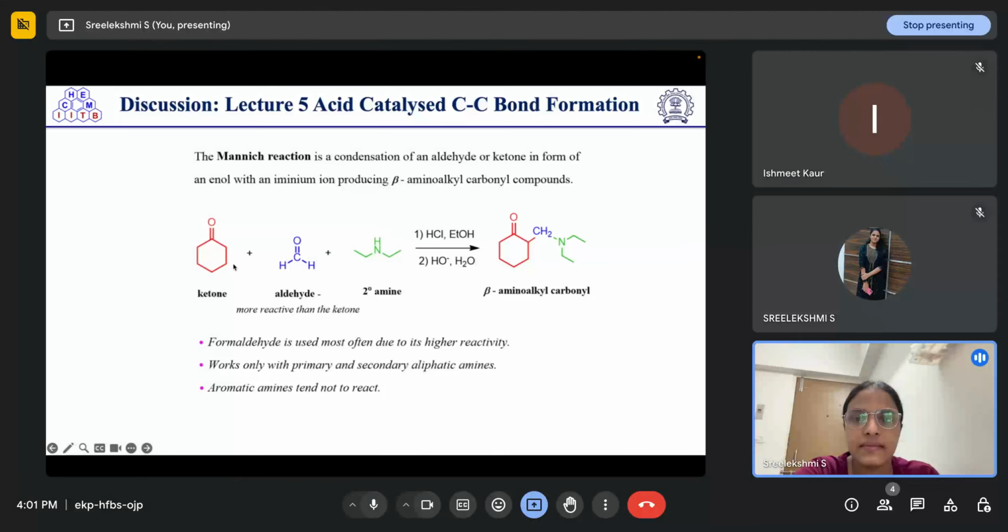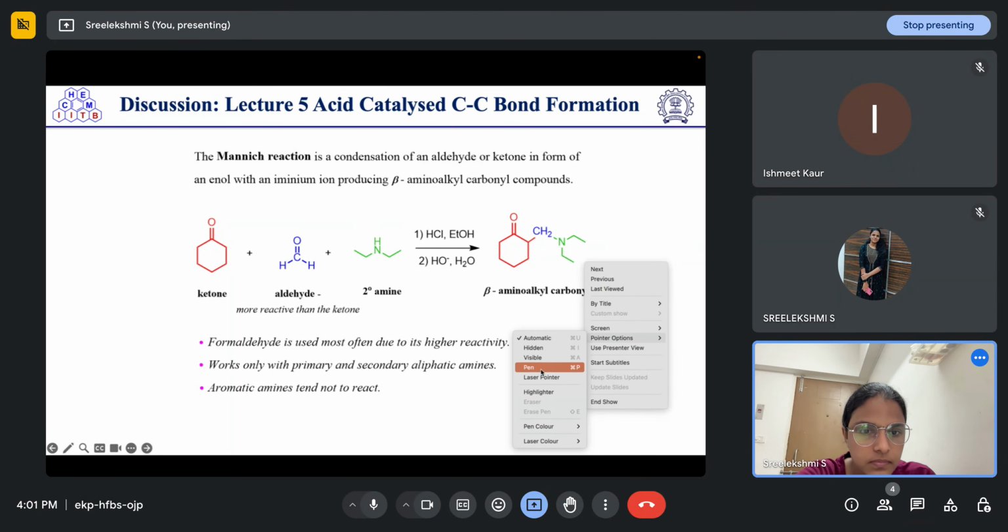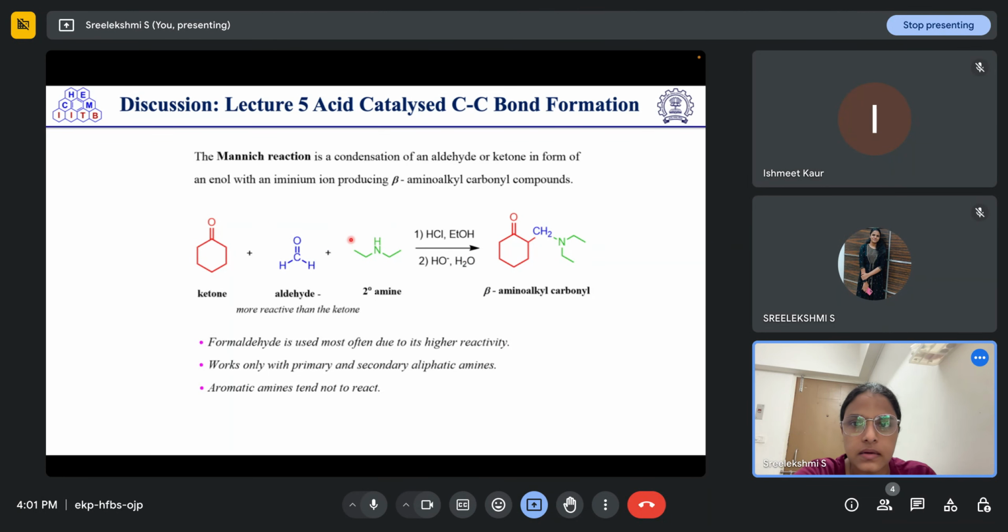The Mannich reaction is basically the reaction between a ketone, a formaldehyde or any other aldehyde, and a secondary amine in presence of acid, followed by hydrolysis to give this beta amino alkyl carbonyl compound. What is happening here is the condensation of an aldehyde or ketone in the form of an enol. This ketone in the presence of a base will be converted into enol, and this aldehyde and secondary amine will react to form an iminium ion which will undergo condensation with the enol form of this ketone to get this beta amino alkyl carbonyl compound.